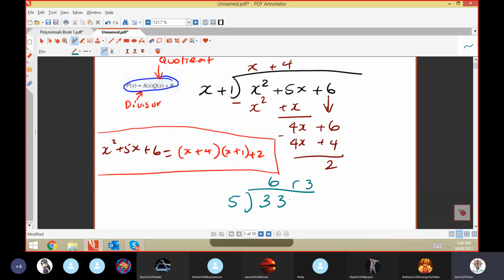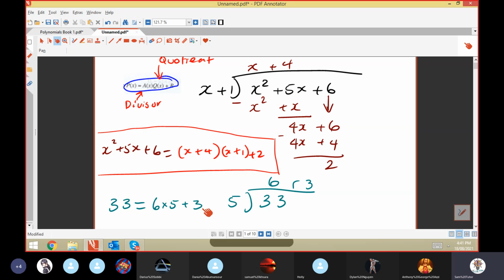So Anthony, if I told you, now that you know 33 divided by 5 is 6, remainder 3, can you write this in another way? How else could you write 33? Using these numbers, 5, 6, and the remainder of 3. 6 times 5 plus 3. Yeah, see that? That's exactly what you're doing here. X plus 4 times x plus 1 plus the remainder of 2.